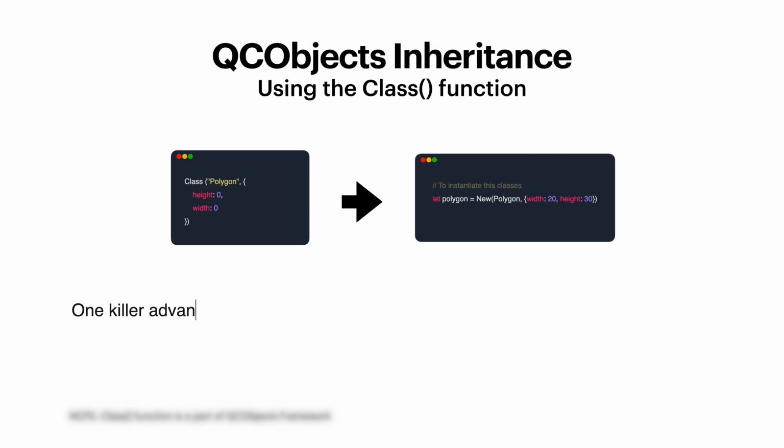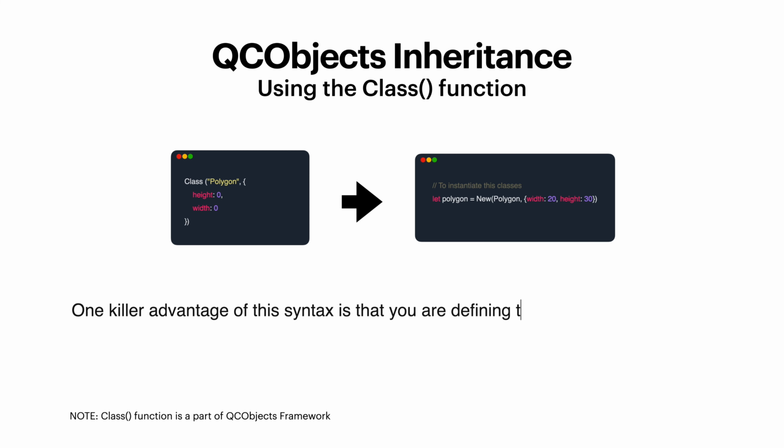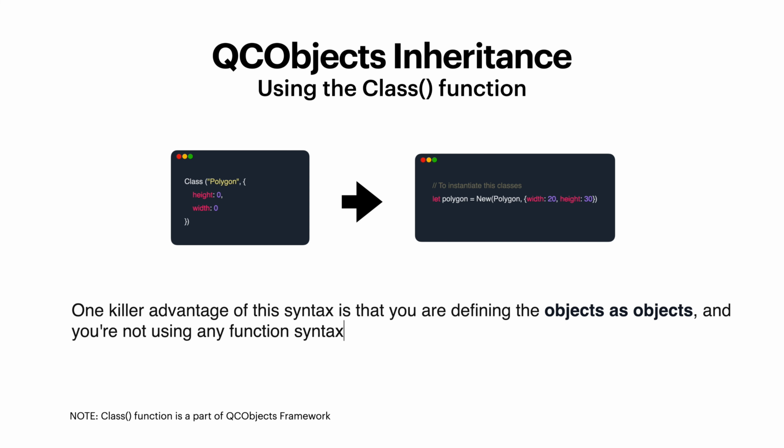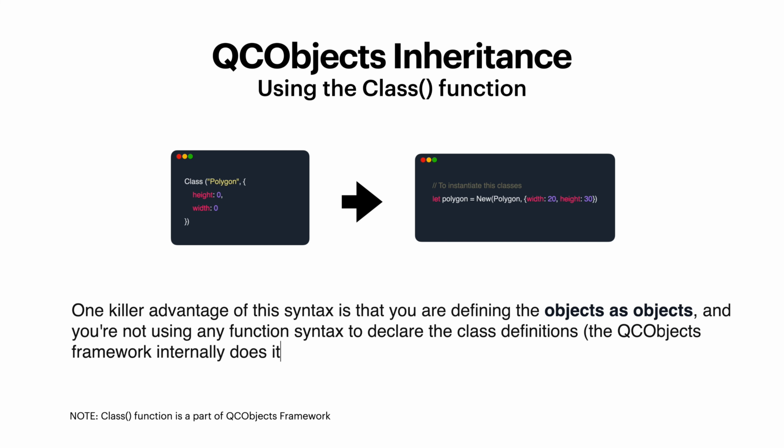One killer advantage of this syntax is that you are defining the objects as objects, and you're not using any function syntax to declare the class definitions. The QCObjects framework internally does it for you when needed.